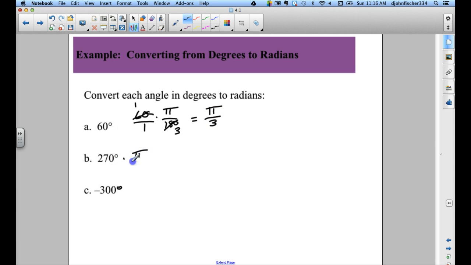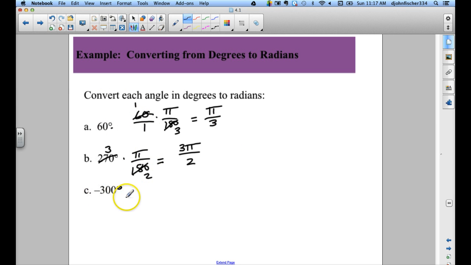270, we're going to multiply by pi over 180. Well, 90 goes into both of those. We have 3 and 2. So we get 3 pi over 2 radians. Now, I didn't put the word radians because I don't have to. Notice on degrees, you put a degree symbol. On radians, you don't put anything.